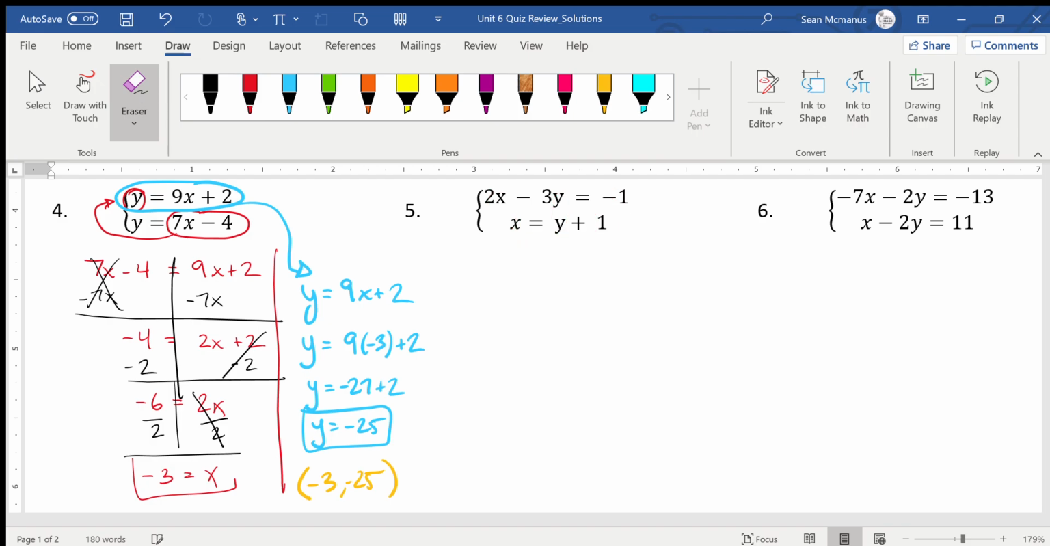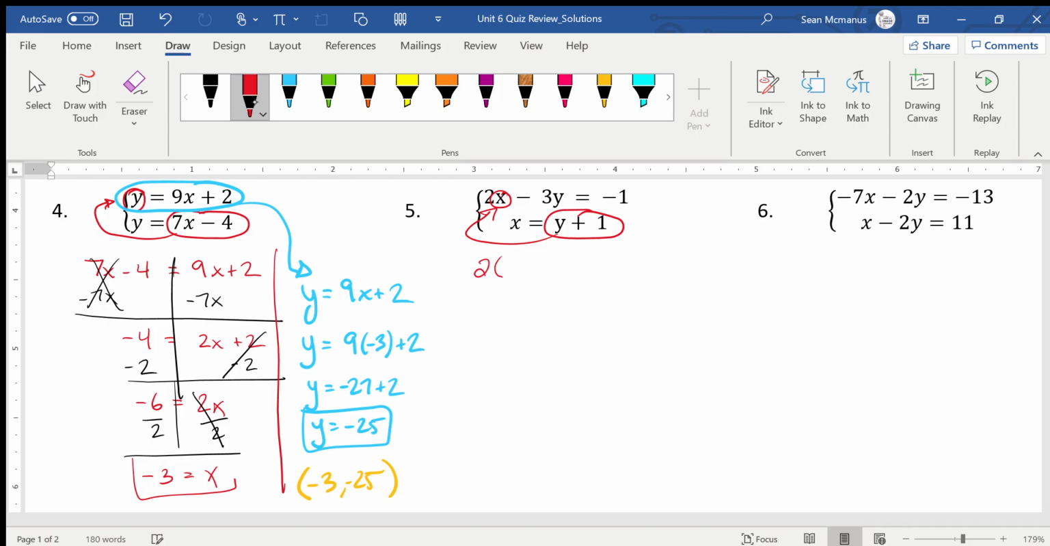So we could move it and make that happen, but I think what's going to be best here is to use substitution. So x equals y plus 1. So we're going to do exactly what we did in number 4. I know x equals y plus 1. So in the other equation, where I see an x, I'm going to replace it with y plus 1.